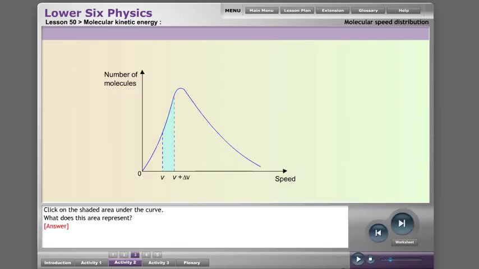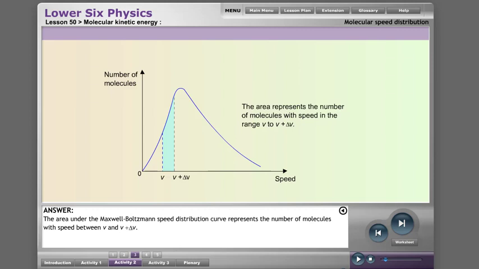Click on the shaded area under the curve. What does this area represent? Answer: the area under the Maxwell-Boltzmann speed distribution curve represents the number of molecules with speed between V and V plus delta V.